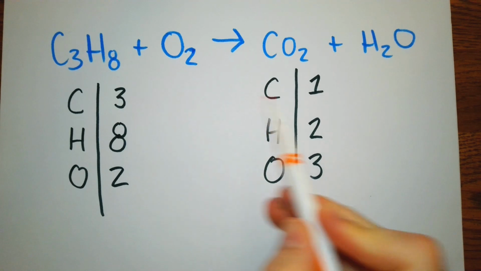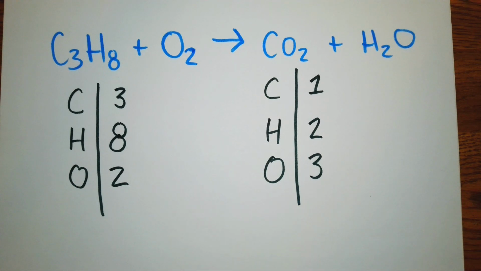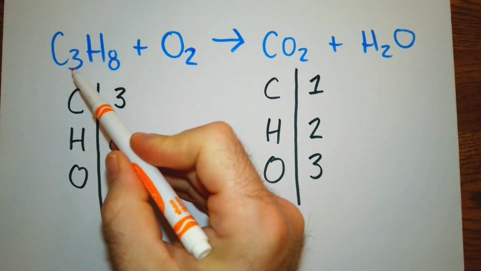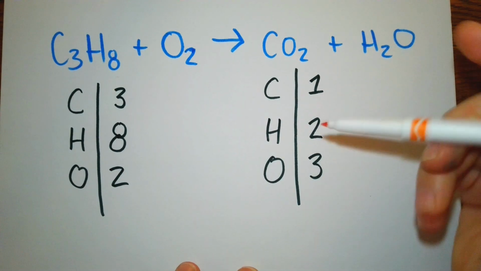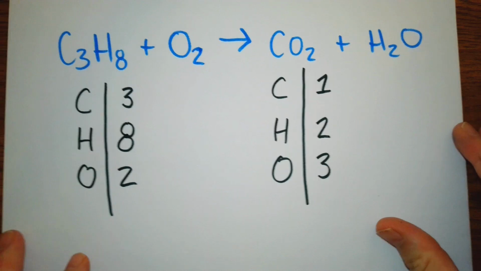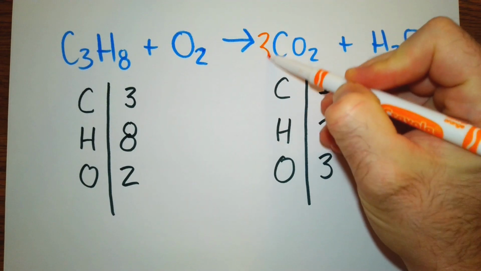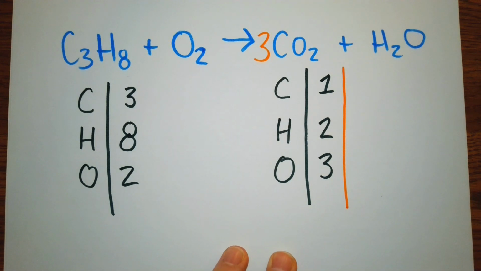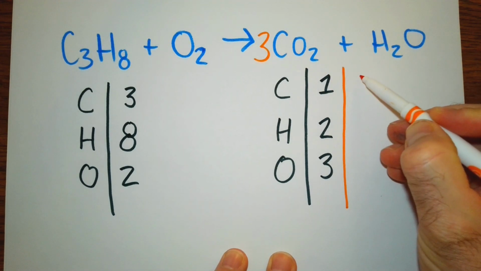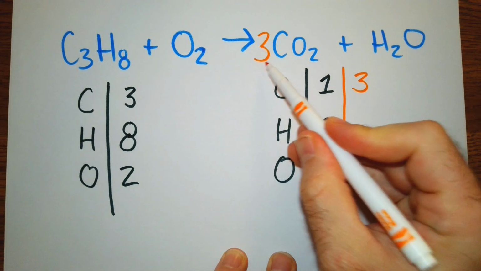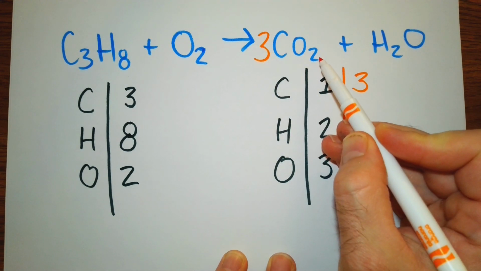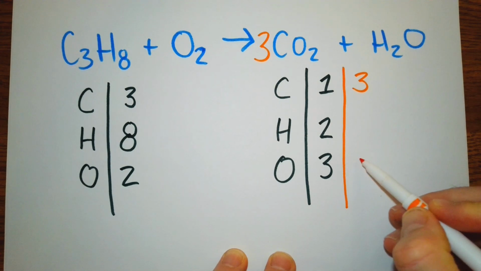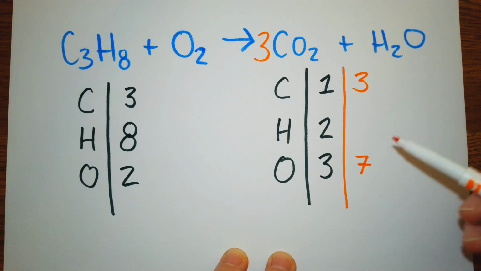So it looks like our carbons are unbalanced, so let's start with our carbons. What number can I multiply times our 1 carbon to get 3? Well, you guessed it, it's 3. So I'm going to put a coefficient of 3 right here. And let's see what the consequences of that change will be. We'll now have 3 carbons, and we have 3 times 2 oxygens for a total of 6 plus 1 more. So now we'll have 7 oxygens.